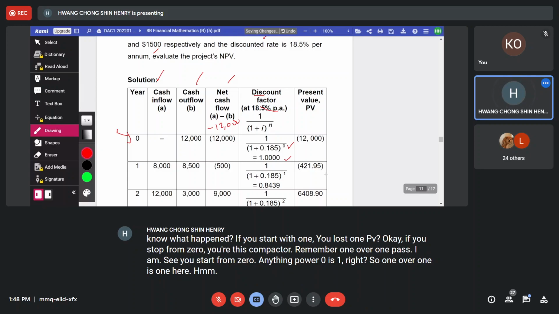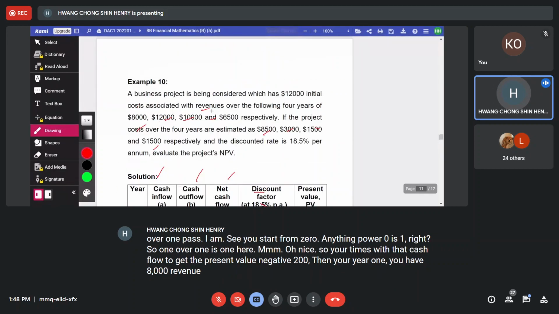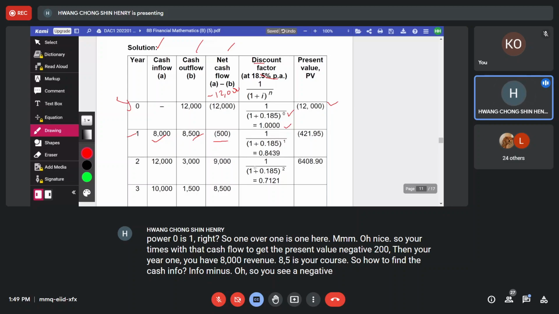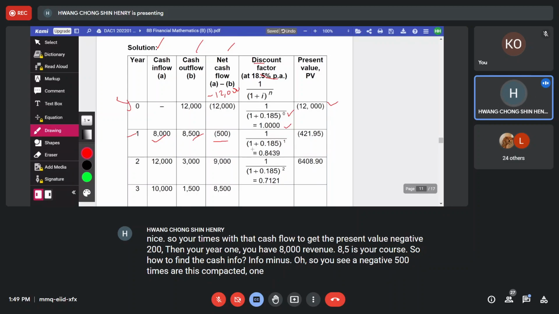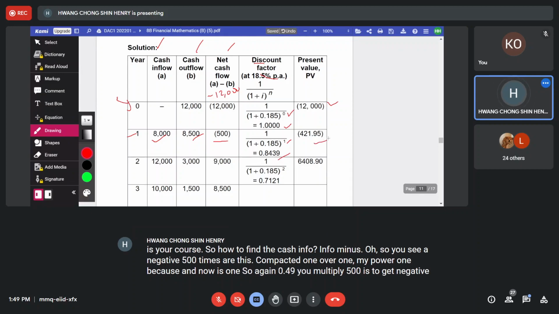Well, guys, you times it with the net cash flow to get the present value: negative 12,000 now. Then year 1, you have 8,000 revenue, 8,500 is your cost. So how to find the cash inflow? Inflow minus outflow, so you still have negative 500. You times your discount factor, 1 over 1.18 to the power 1, because your n now is 1. So you get 0.8439. You multiply with negative 500, you get negative 421.95.